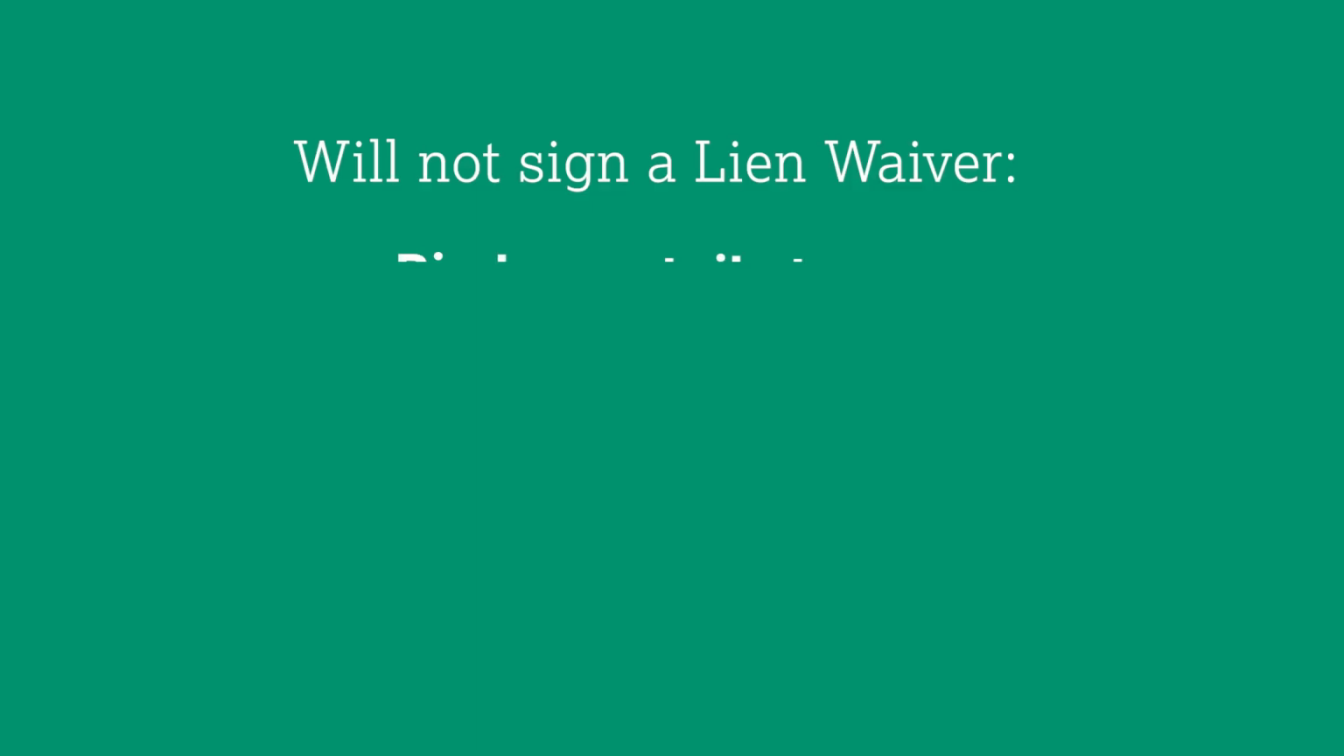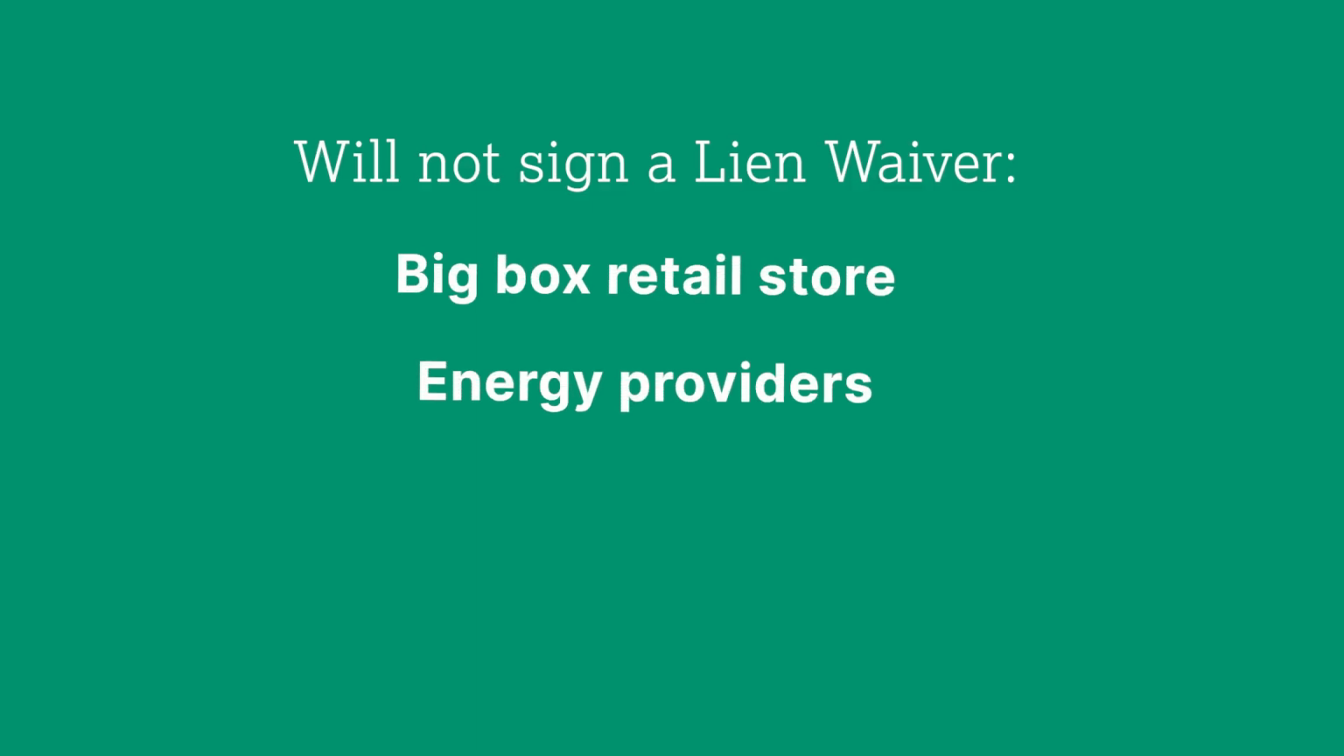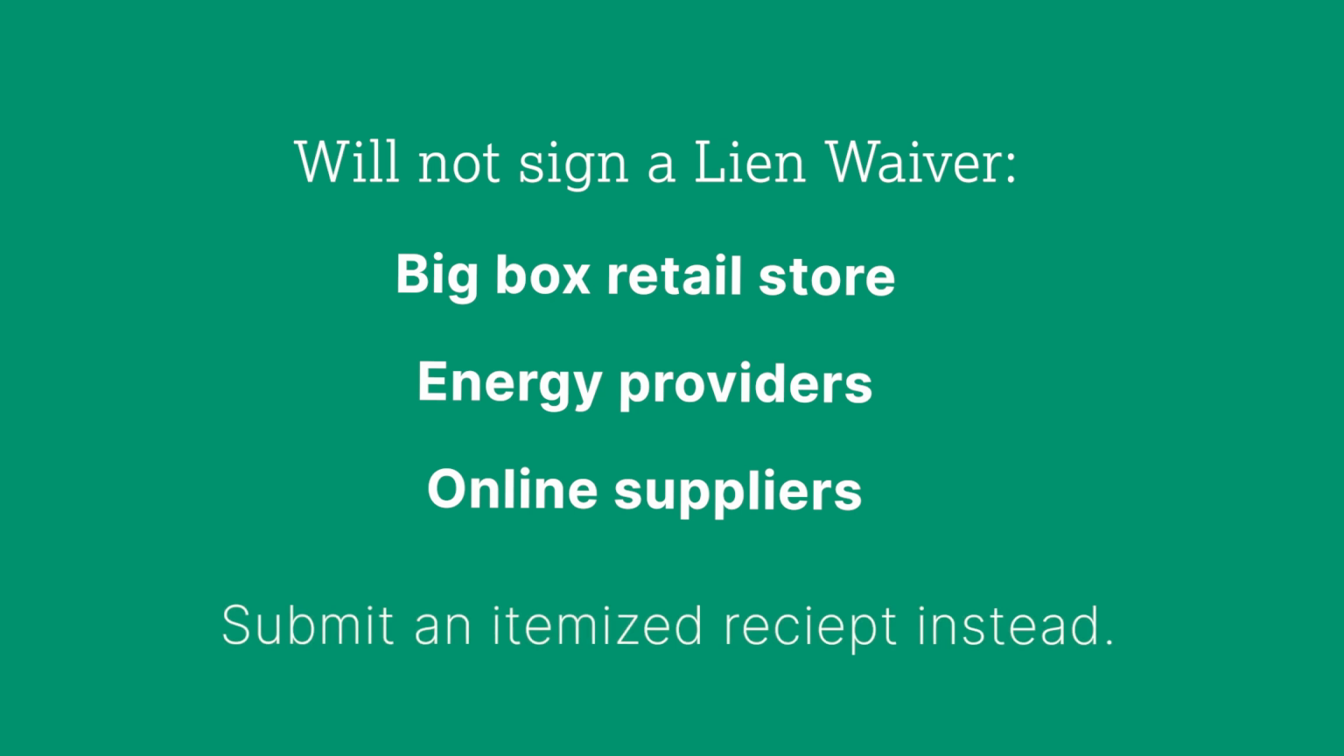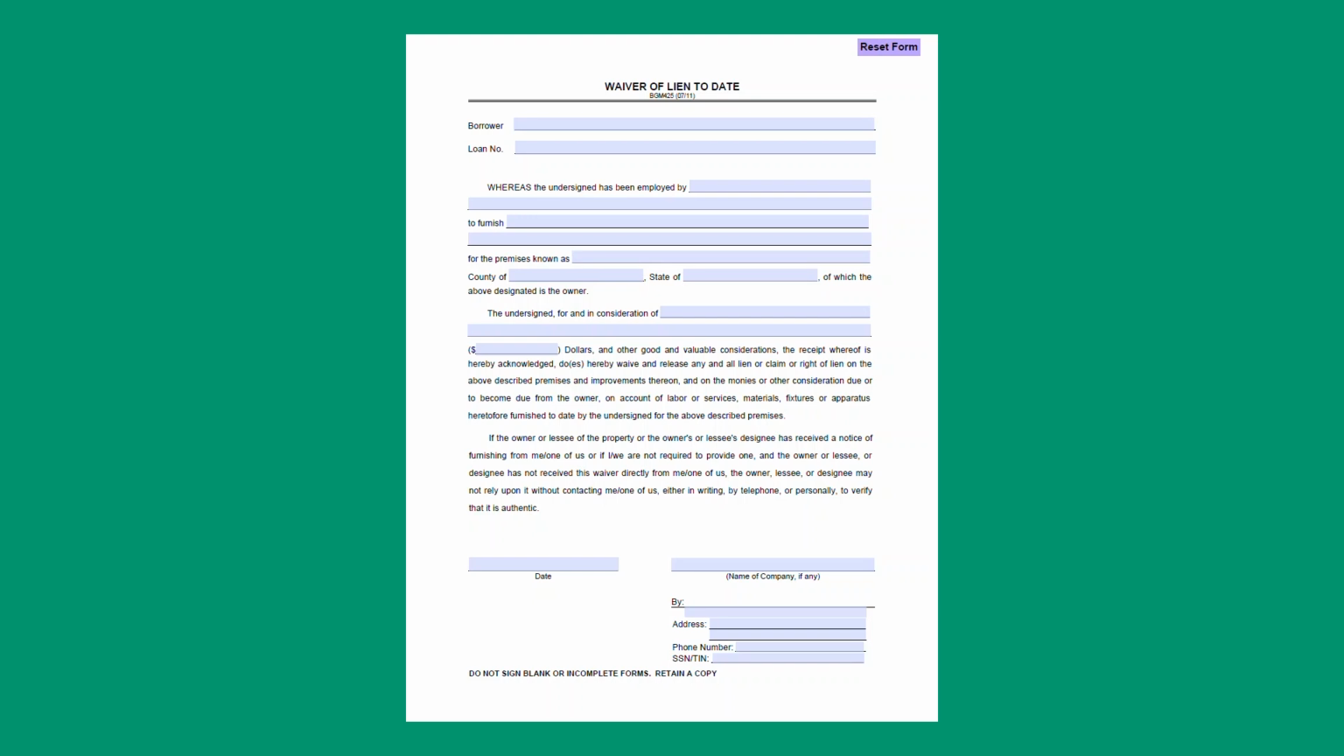Please note, a big box retail store, energy providers, or online suppliers will generally not sign a lien waiver. However, an itemized receipt of the items purchased will suffice in these instances. It is general practice that anyone performing labor on the build site or delivering supplies to the property fills out all the required fields and signs the waiver.